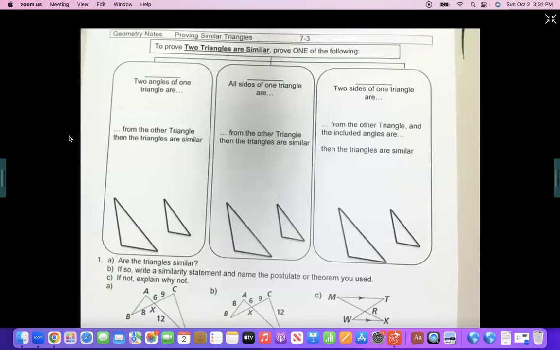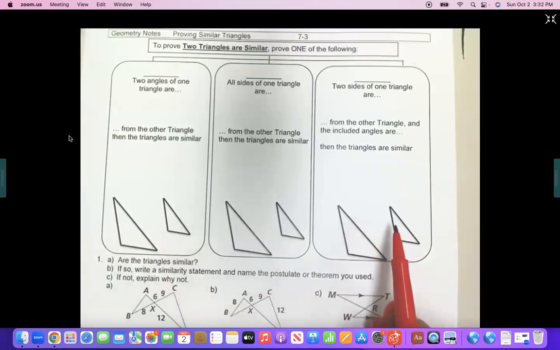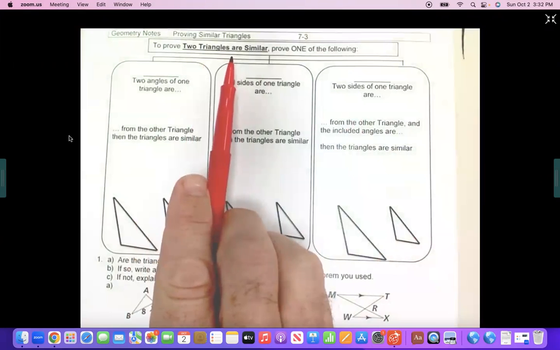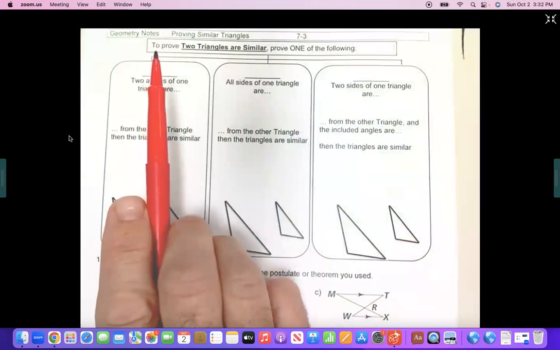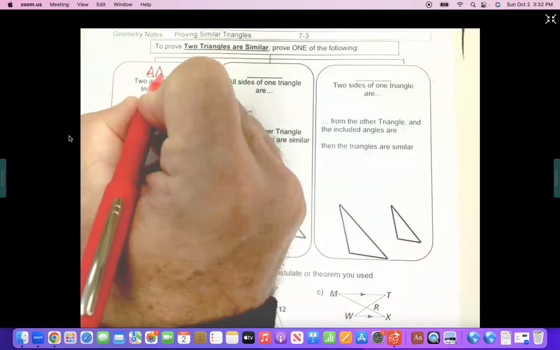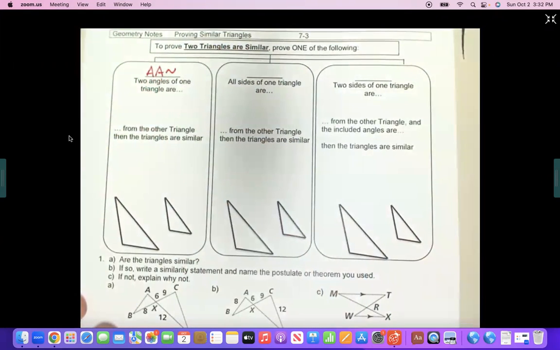Hello, these are notes 7.3 for geometry covering similar triangles and proving that two triangles are similar. So there are three ways that we're going to show how to prove that two different triangles are similar. The first way is called angle-angle similarity, or AA similarity.